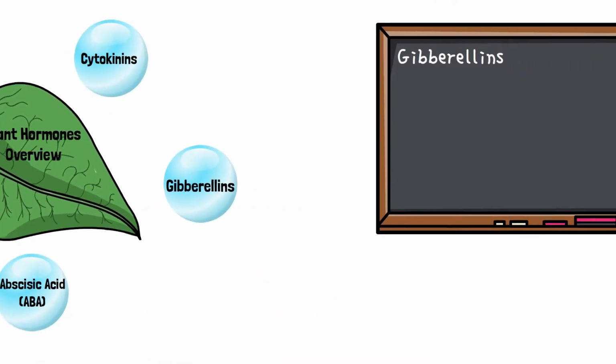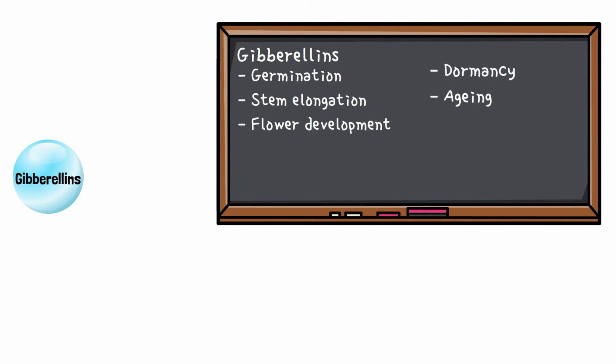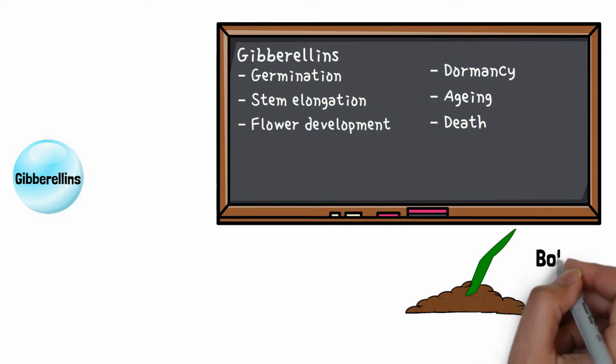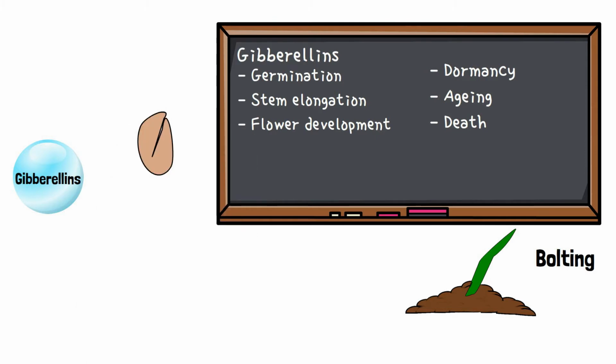Gibberellins are responsible for germination, stem elongation, flower development, dormancy, aging, and death. Gibberellins are responsible for the foolish seedlings that grow too fast, inducing bolting. Probably its most important function is in germination.